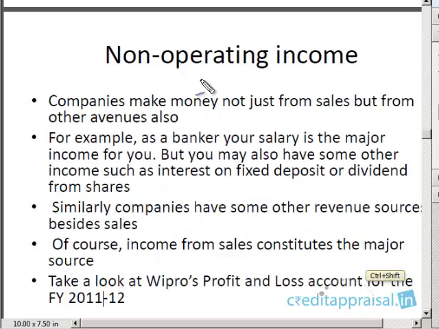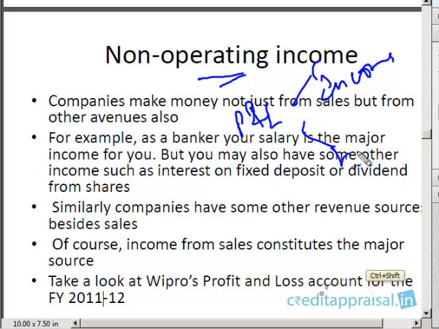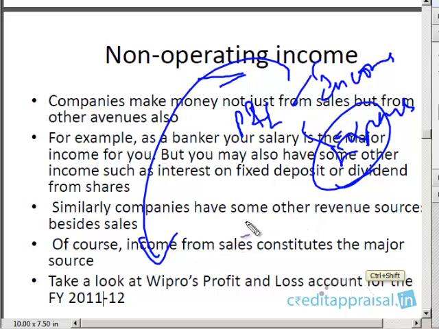Then there is something called non-operating income. The P&L lists the income and the expenses. You'll find a lot of expense items. Expense items are many, but when it comes to income, the broad categories are only two. One is the operating income, and another is the non-operating income. What is operating income? Operating income is income that is coming from the core activity of the company. For a steel manufacturer, the primary business is to manufacture steel. So any income that is coming from the sale of steel and related activities, like sale of byproducts generated during the process, will be a core activity of the company.